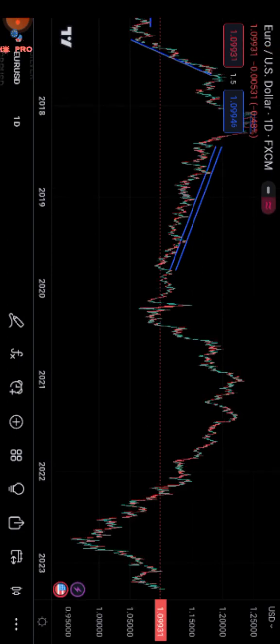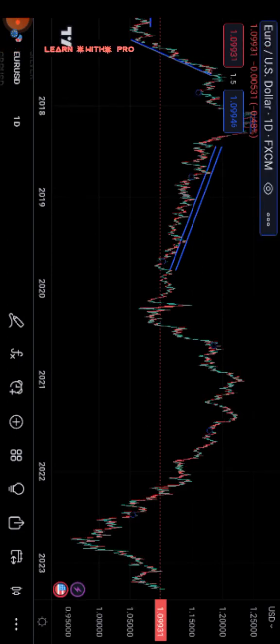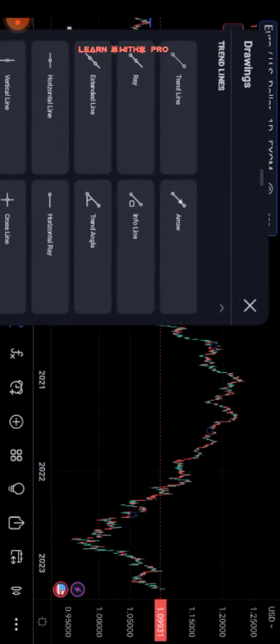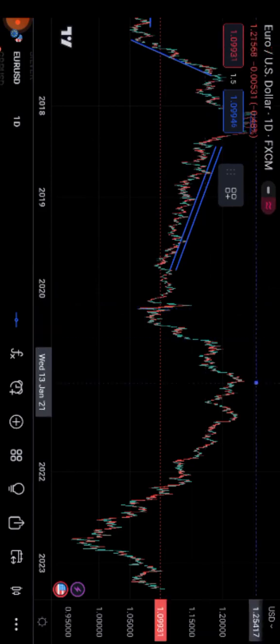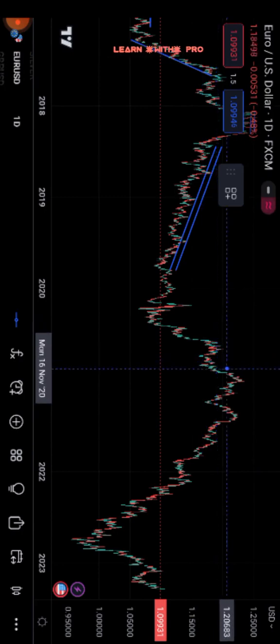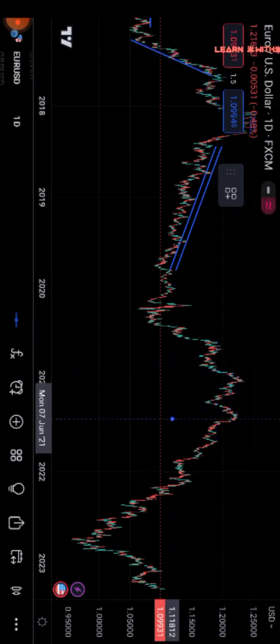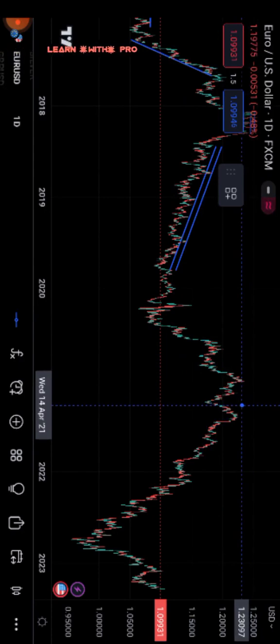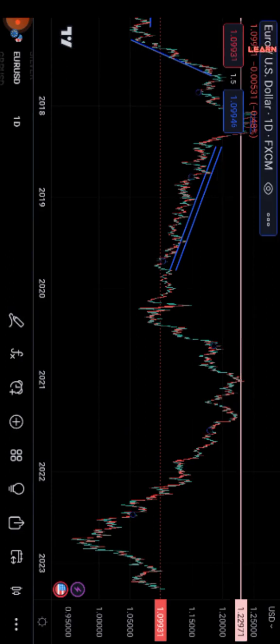Let me give you an example. Take a look at this area. Let me put a horizontal line. Look at this level now. See that price was going up, then it just reversed. That's it. Now this point here is a resistance level. Let me leave the line there.